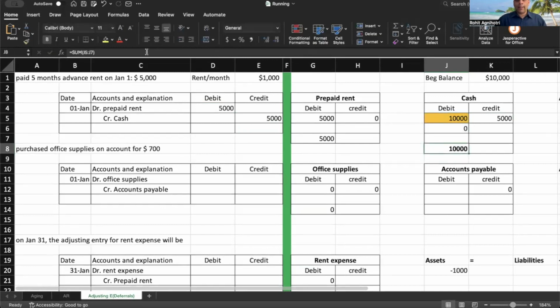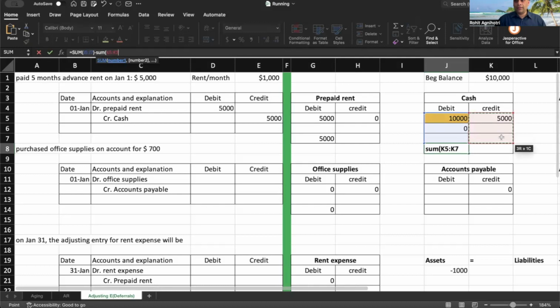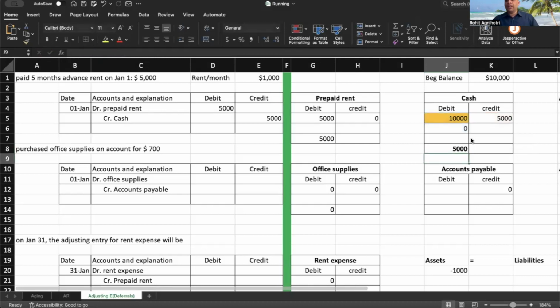We subtract the sum of all these, because we're going to be doing a couple of postings, and I just want to make sure that we get the final amount. So your cash final amount for now is a debit balance of 5,000. You started your cash account with $10,000 and you paid $5,000.